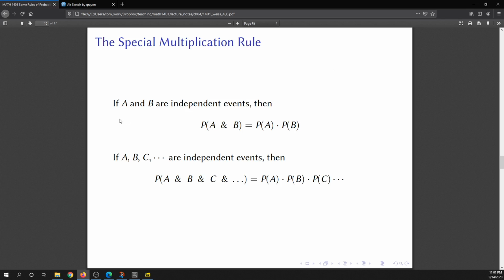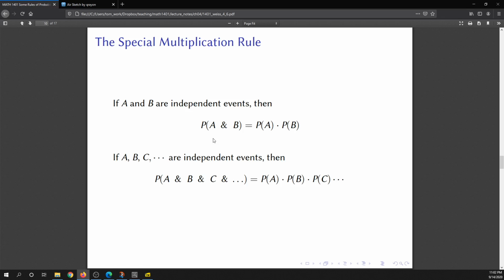The special multiplication rule says that if A and B are independent events, then the probability of A and B is equal to the probability of A times the probability of B. Likewise, if I have a bunch of mutually independent events, all joined by ands, I can just multiply the probabilities together. This special multiplication rule is easier than the general multiplication rule, but you can't always use it. You have to know that the events A and B are independent before you're able to use this one.